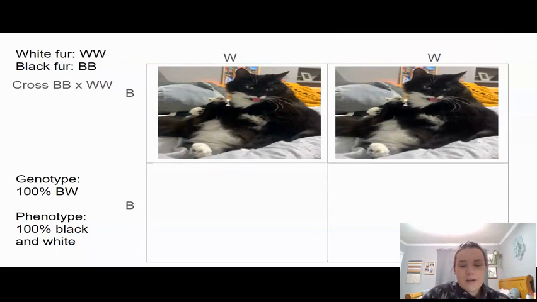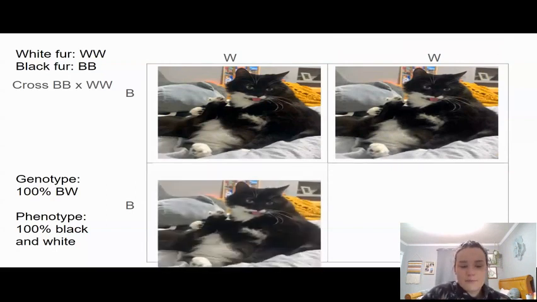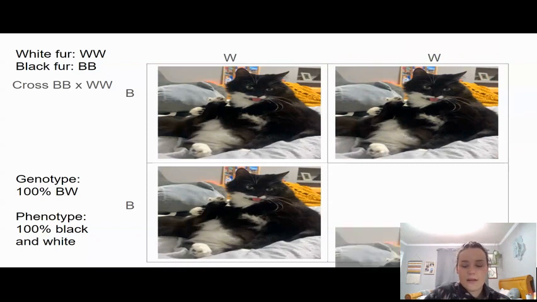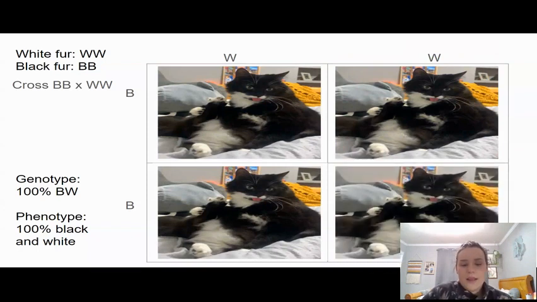The next offspring is also going to be a black and white cat, and another, and lastly, another black and white cat. Looking at our genotypic and phenotypic ratios, all of the offspring's genotype is going to be 100% BW. That is its genetic makeup, what we're going to see in its DNA that produces that phenotype. The phenotype is what we physically see, so all of the offspring are going to be 100% black and white cats.